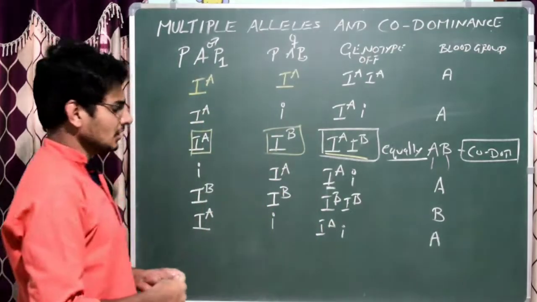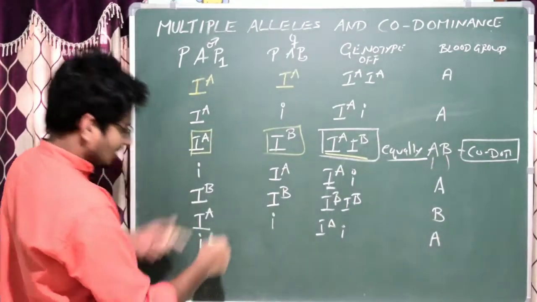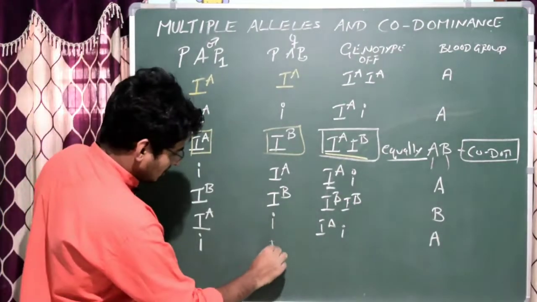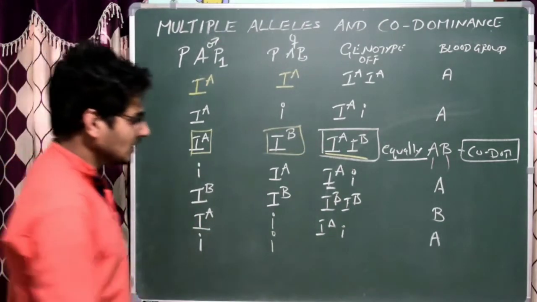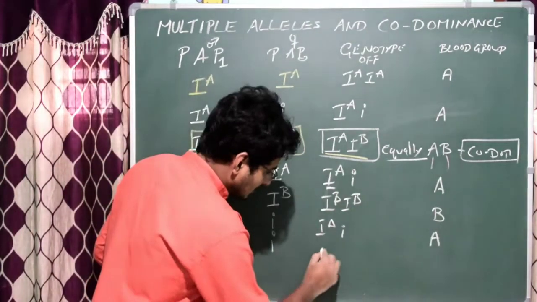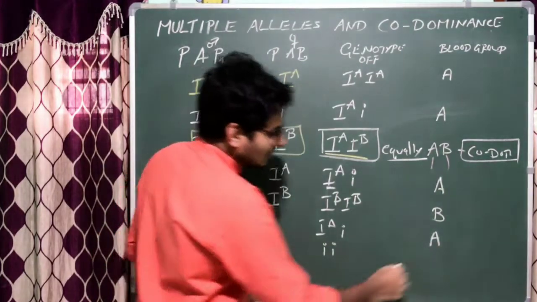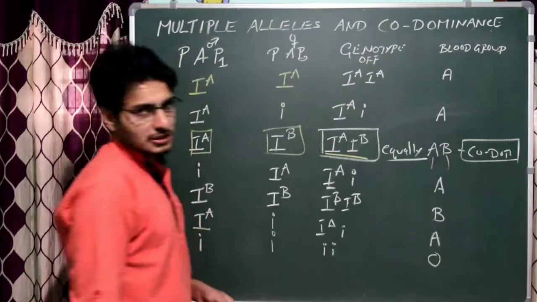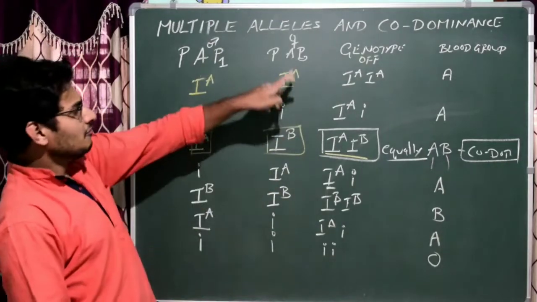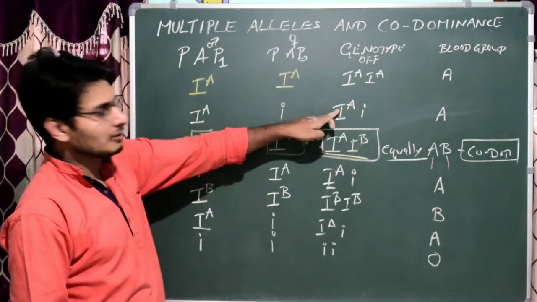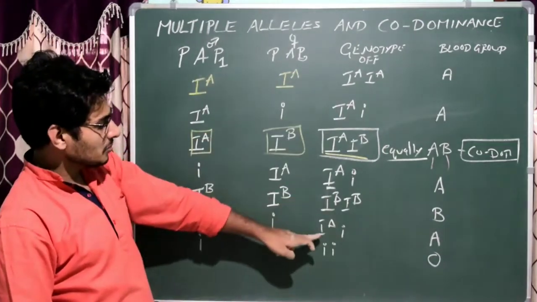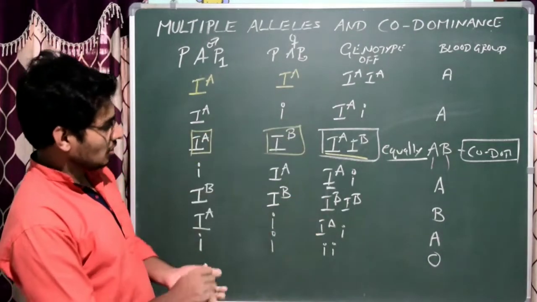So this is the thing. Finally, let us assume one more thing. Both parents have produced the recessive allele small i, then obviously the genotype is small i small i, and the resulting blood group will be O. So always remember, if capital A is present along with a recessive allele, then obviously A will express. If capital B is present with small i, then obviously B will express.